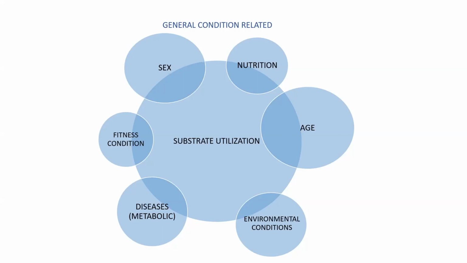Then we have diseases. We know that many diseases can change our metabolism, for example, diabetes or any other metabolic conditions. The fitness condition is related to the person. So it means before you start training, you should know where you started. If you started from level 0, or if you're already trained, or if you ever done something in the past 6 weeks to 12 weeks.